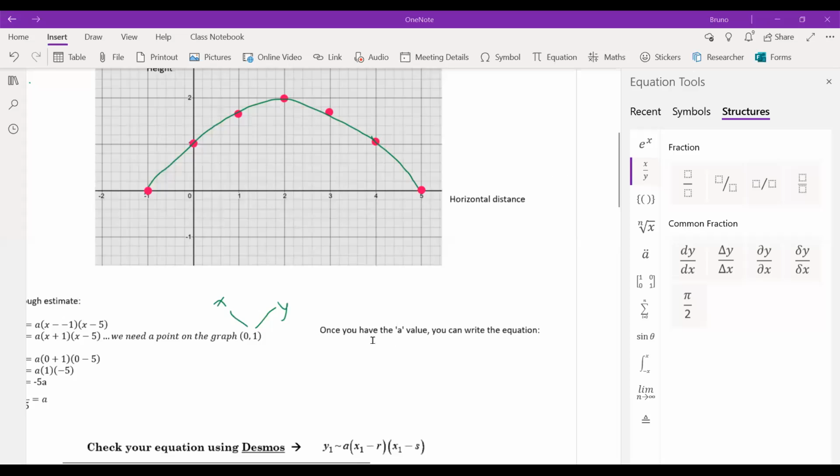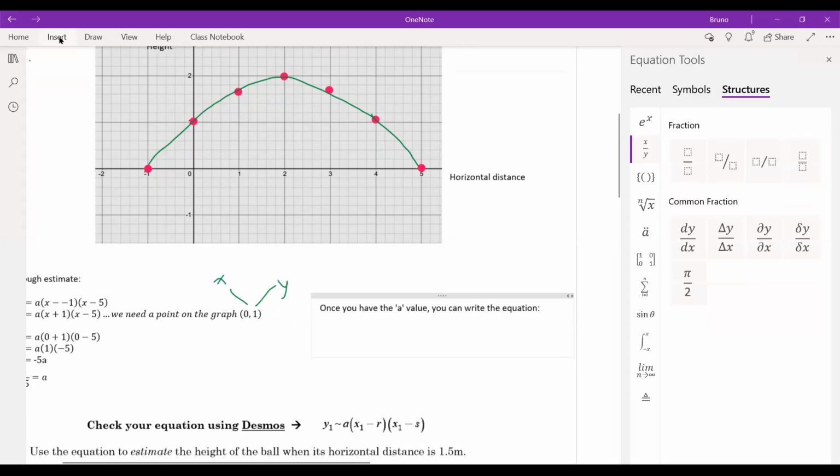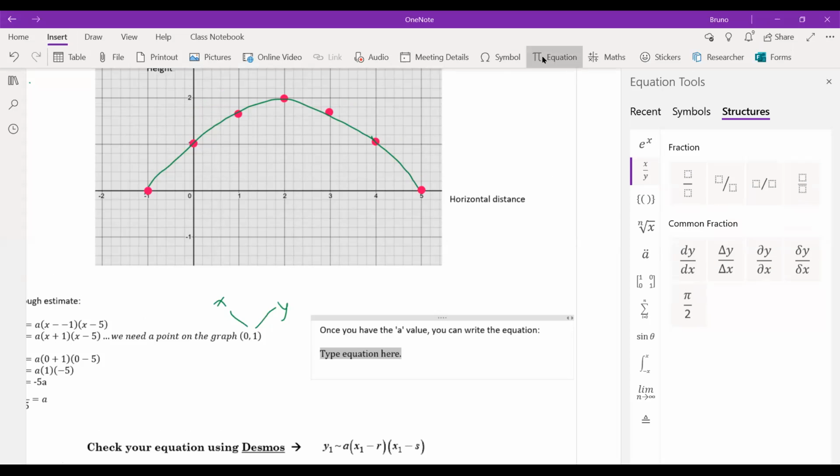Okay, so once you have the a value, you can then just write the completed equation, which would be, again, square root of y equals, so now that we know the a value is negative 1/5, put a negative there, 1 here, 5 there, followed by bracket x plus 1, followed by x minus 5. So that seems to be pretty reasonable.